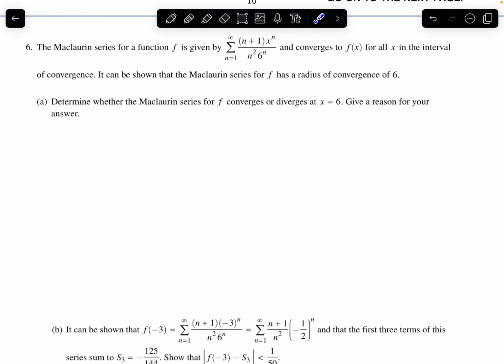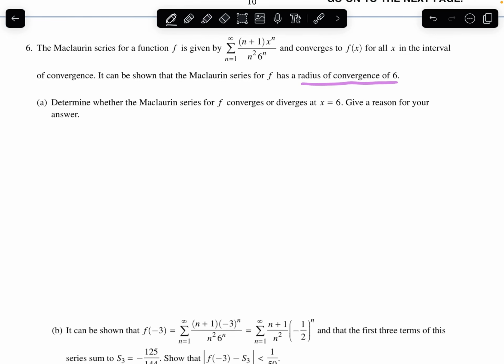Okay. It can be shown that this Maclaurin series for f has a radius of convergence of 6. So I'm actually going to go ahead and underline that part here. That's going to come into play a little bit later. Now, part A. Determine whether the Maclaurin series that is given for f converges or diverges at the value x is equal to 6, and give a reason for our answer.